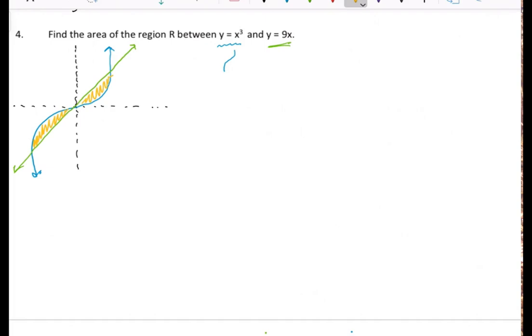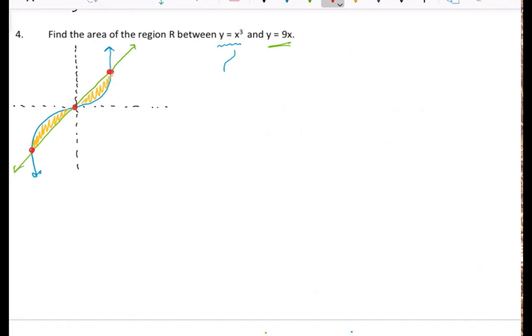So what we need to do, our next step always, is to find the intersection points of those functions. And this is kind of where you're going to find out, that's going to clue you into this isn't a traditional problem with a single bounded region.